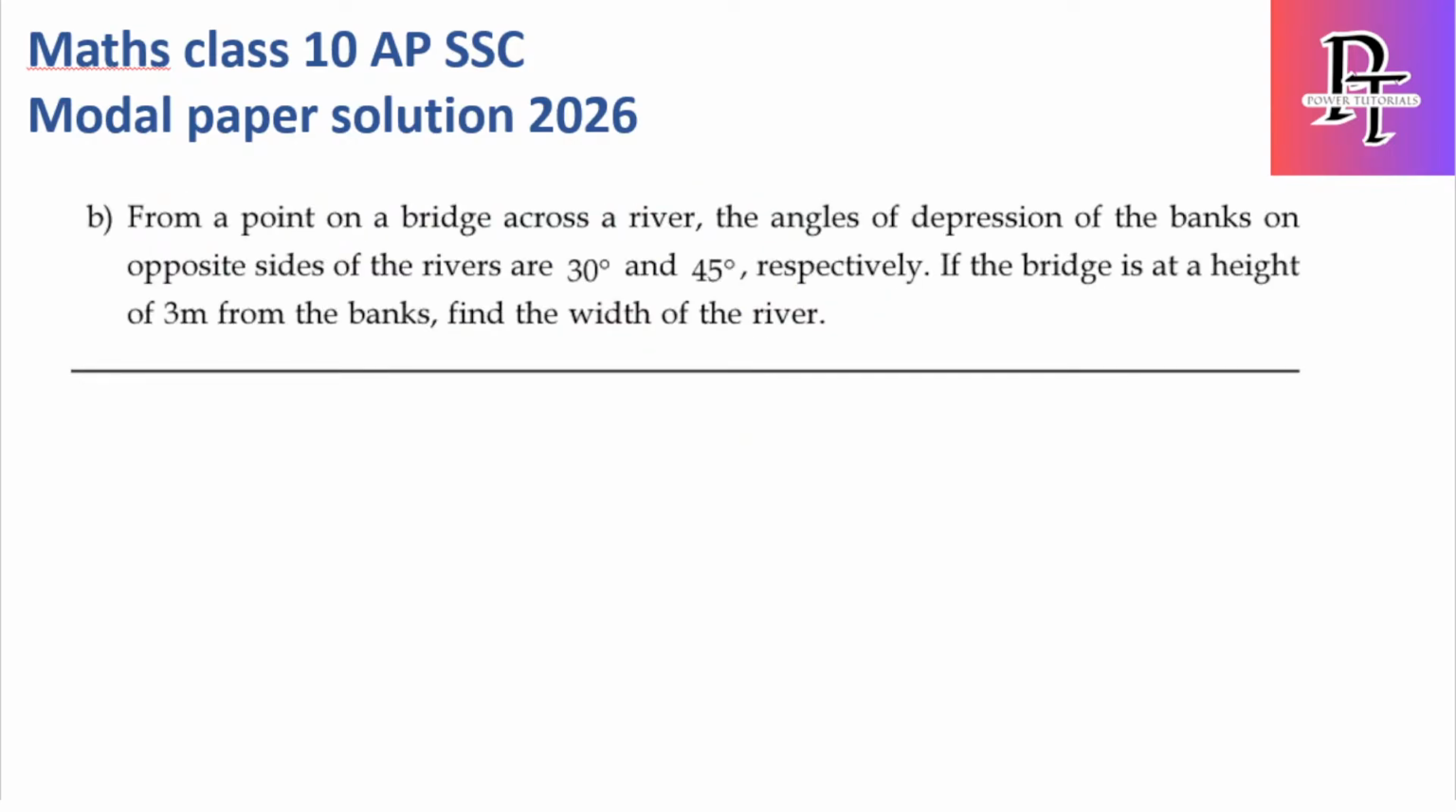Okay, let's see the B one. From a point on a bridge across a river, the angles of depression of the banks on opposite sides of the river are mentioned. If the bridge is at a height of 3 meters from the banks, find the width of the river. For this, we have a bridge on a river. Let's assume this is the bridge. This is the height of the bridge. We have a river bank, this is the river bank and this is the water.